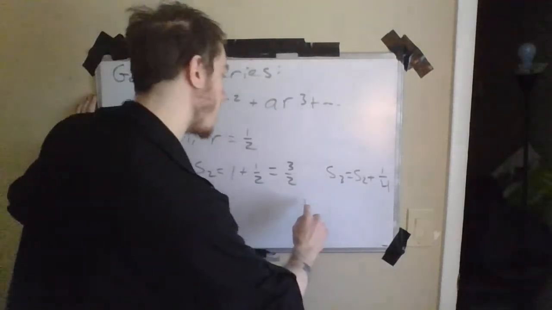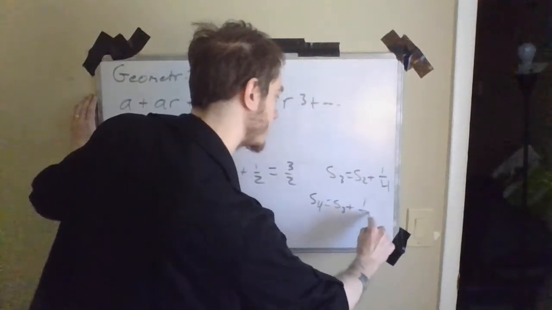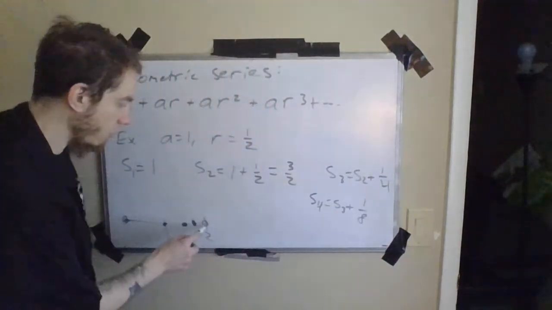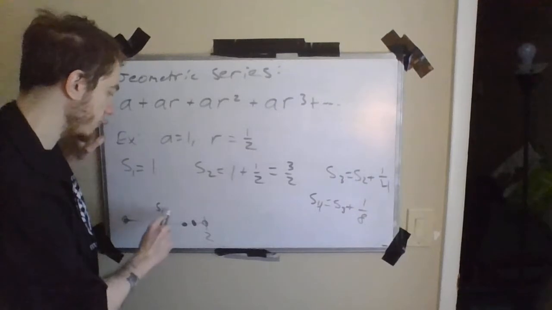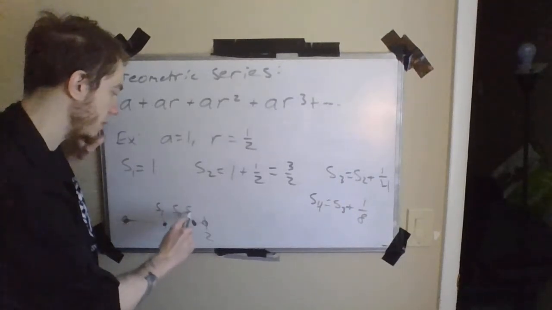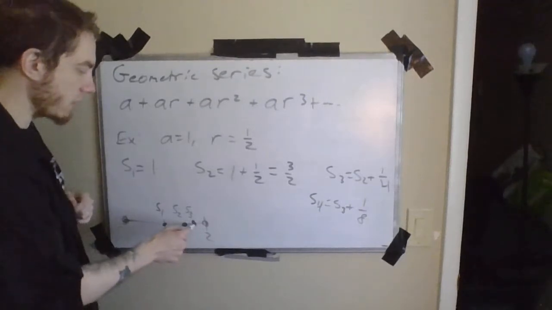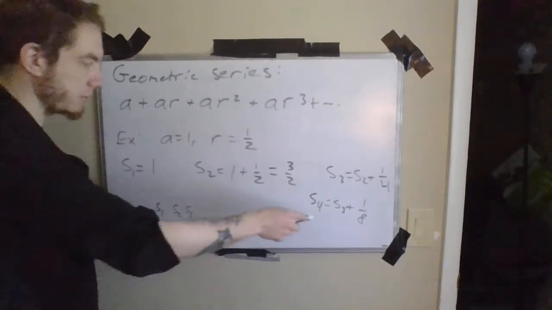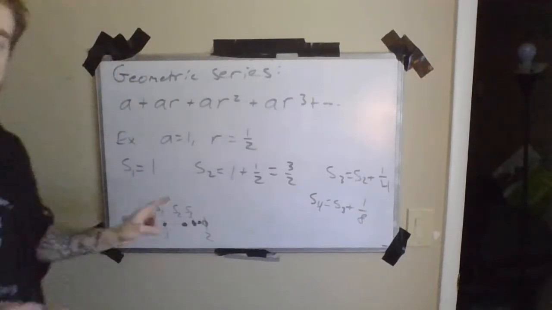And S4 is going to be S3 plus 1/8. Well, what is the distance between 2 and S3? Right, so here's S1, S2, S3. It turns out that the distance here is going to be 1/4. So adding 1/8 is going to take us halfway again to 2.